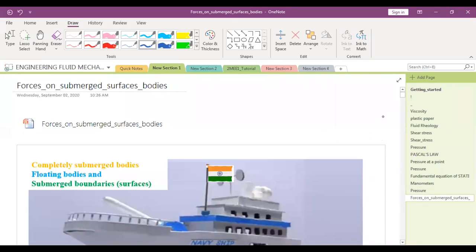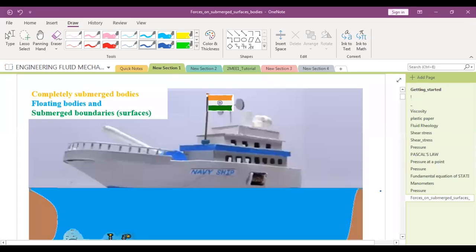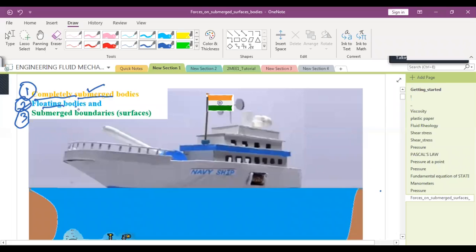So now I'm coming to the next topic, that is forces on submerged surfaces and bodies. This is the topic in which we will be studying forces on submerged bodies. The first one is completely submerged. The second one is floating bodies. And the third one is submerged body boundaries or surfaces. So we have to study three kinds of bodies: first completely submerged, second floating, and third submerged boundaries or surfaces.